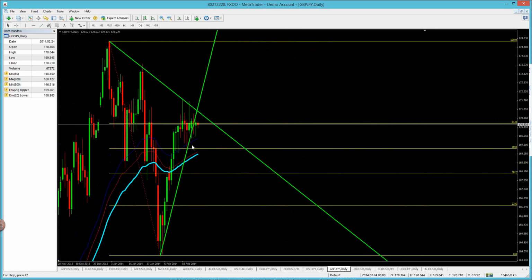pound yen is concerned, I really don't have a call on it. This trend line, the very steep trend line, has been blown, so it's no longer relevant for us. We don't really have another clear-cut trend line for us to look at on the pound yen. Could see price come down here on the pound yen, but I'm not going to call it.